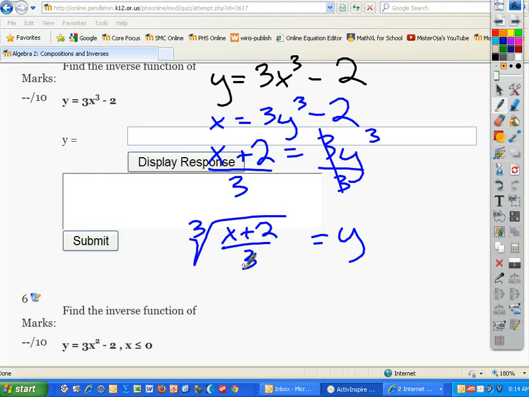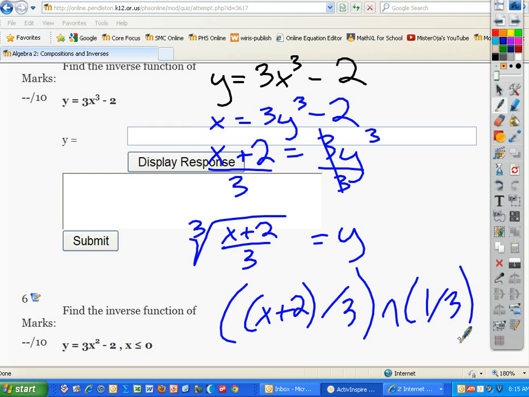And you know, once again, how do we enter that in Moodle? There is no cube root. Good. We'll write it as a 1/3 power. Because remember, a cube root is just a 1/3 power. So in Moodle, we've just entered that as the quantity x plus 2 all divided by 3, that whole quantity raised to the 1/3. Okay, that's how we do cube root. That whole thing to the 1/3 means the cube root of that whole thing. Okay?